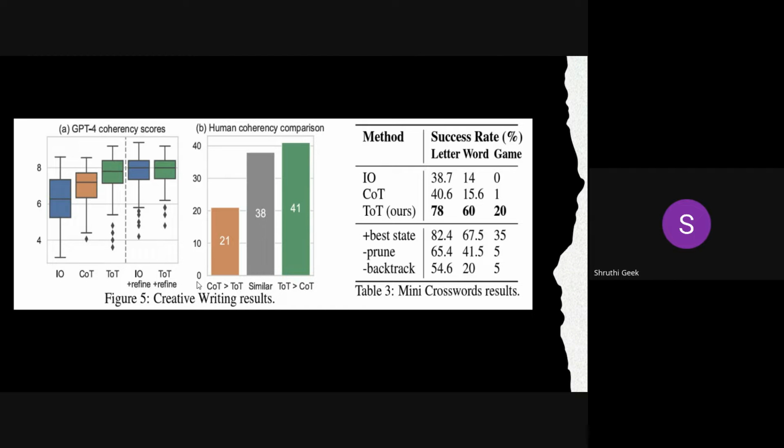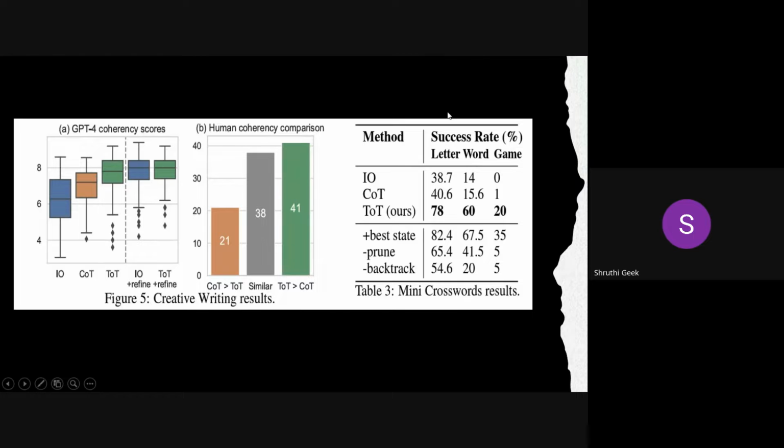Then comes the mini crossword results. We all play crossword puzzles, where we have words across and down. You try to write A, then you have a space, then you have T, and you have to fill the space with N, say A-N-T, ant, and solve the crossword.